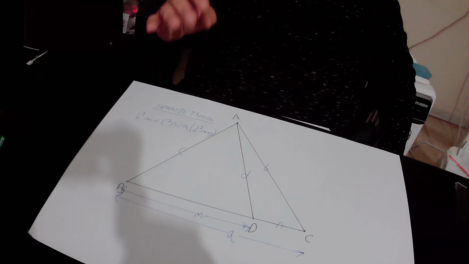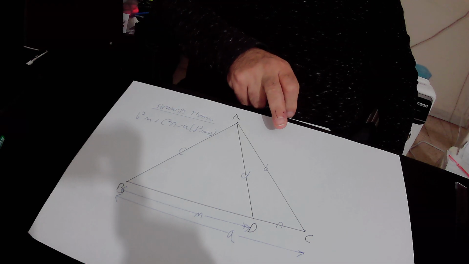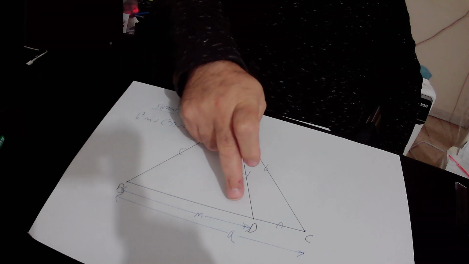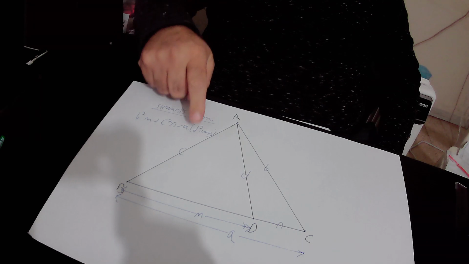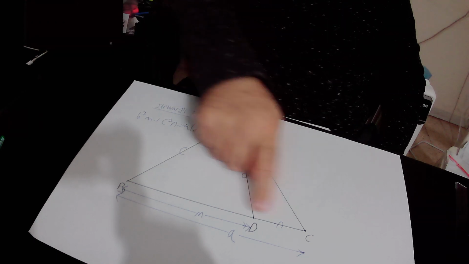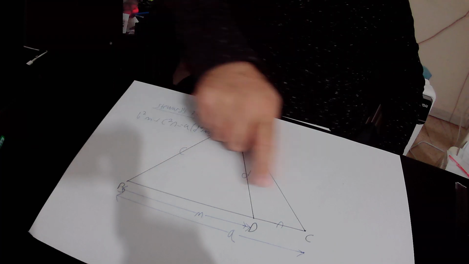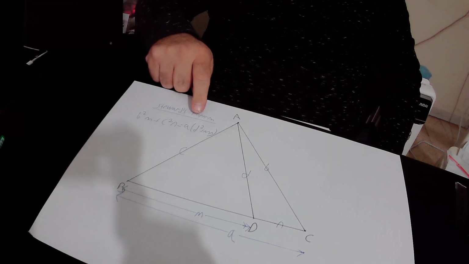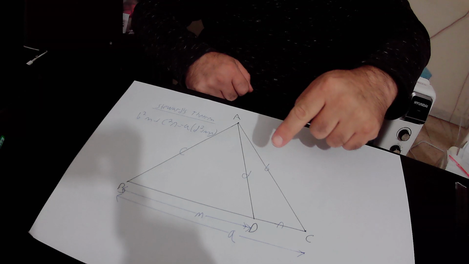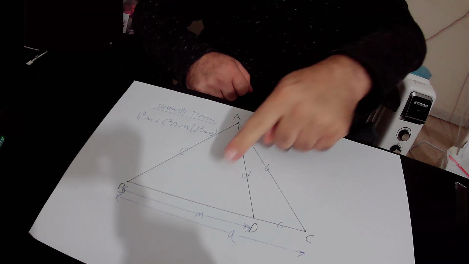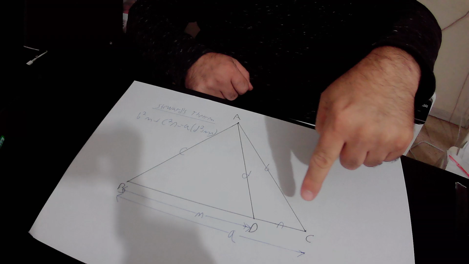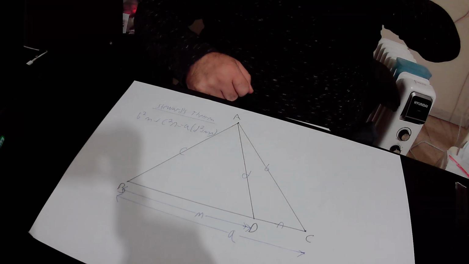According to Stewart's theorem, B squared times M, where M is the length of line segment BD, plus C squared times N, where N is the length of line segment DC, equals A, the length of side BC in triangle ABC, times, in brackets, D squared, the length of the cevian AD squared, plus M times N. M is BD, and N is DC.